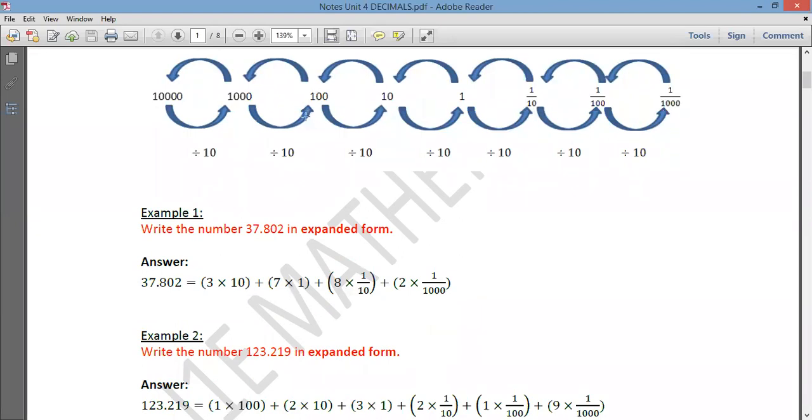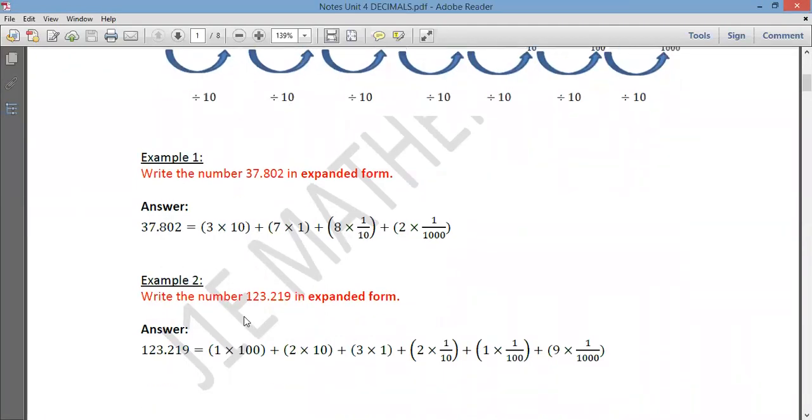So this figure is very important. I already uploaded these notes on the Moodle website, so you can go and download it from the website. Okay, so you look at example 2, write the number 123.219 in expanded form. So you use the same thing. So this is unit, 10, 100. So 1 means that it's 100, so 1 times 100. Then 2 is the 10s place, so 2 times 10. Then 3 is the unit, so you multiply 3 by 1.